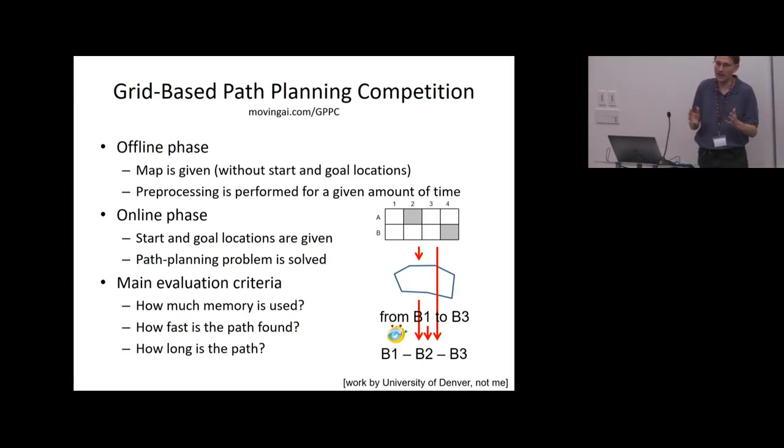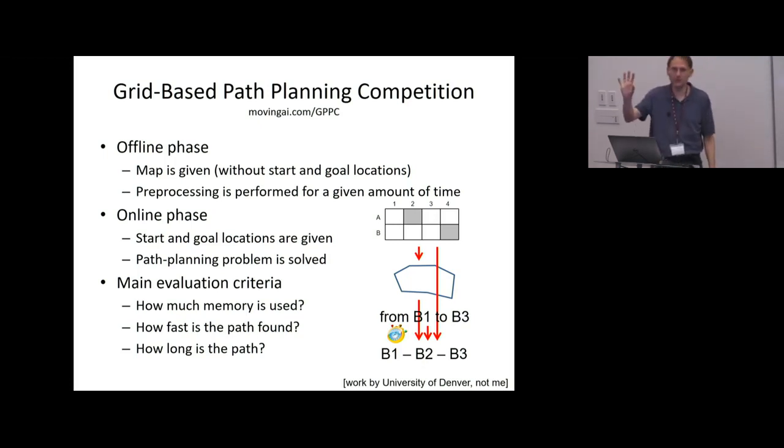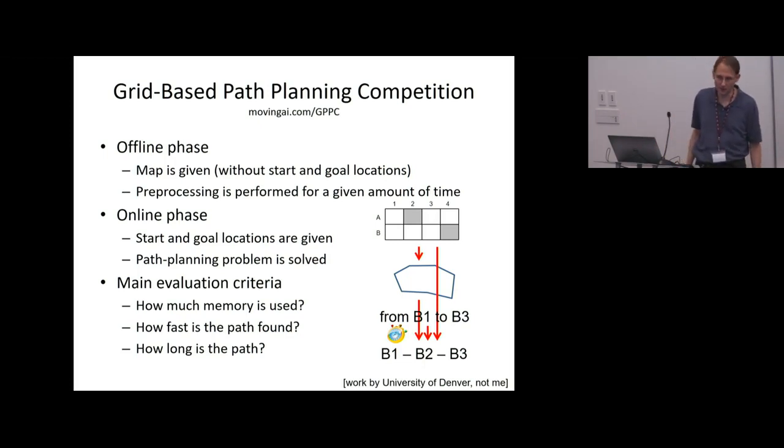And then during the online phase, he gives you repeatedly a start and a goal location on that particular map and you need to find a path. You get evaluated by how much memory you use, how fast you can find the path, and how long the path is. And so the question here is, what kind of information do you want to store away in the offline phase to accelerate the search in the online phase?